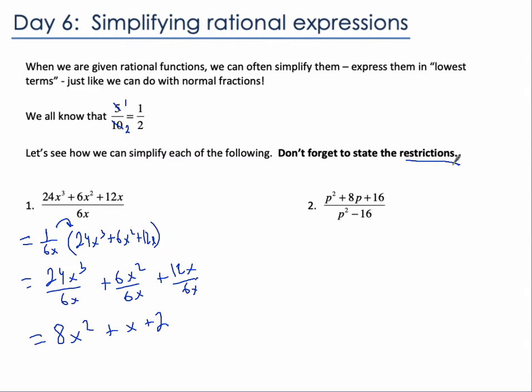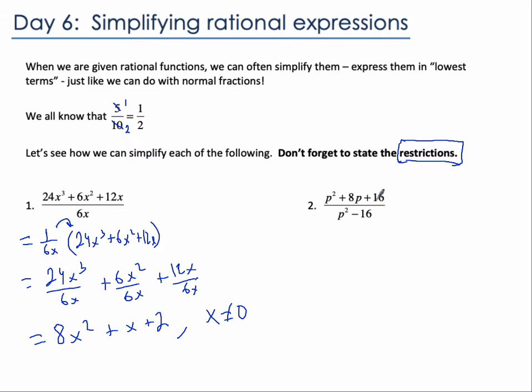By restrictions, we have to state in this case that x can't be equal to 0, because then you'd have to divide by 0. Your restrictions usually come up when you have division by 0 or the square root of a negative number or something like that.